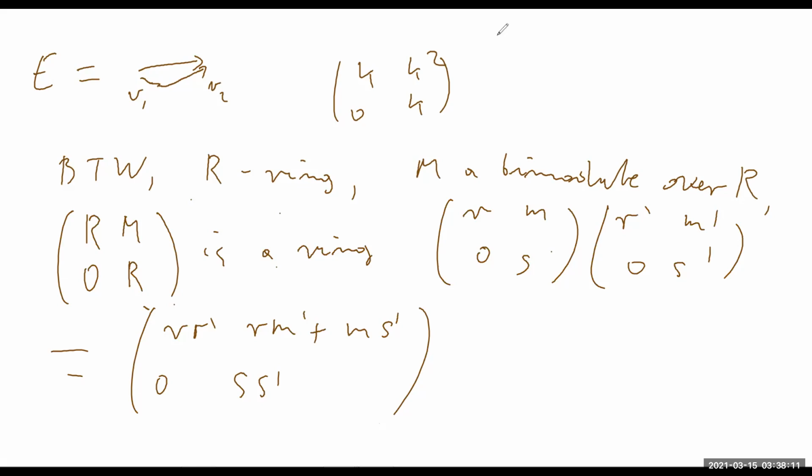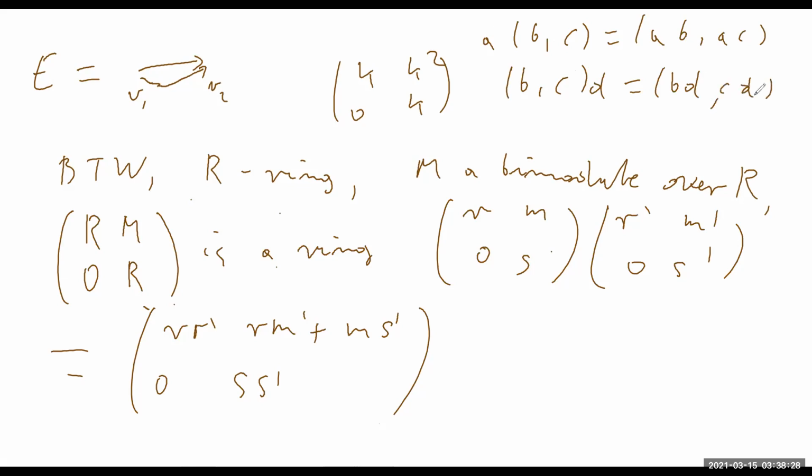So here we view it as a bimodule over the vector space. How do I multiply on the left? A times (B, C) is of course (AB, AC), and on the right (B, C) times D is (BD, CD). So that's the multiplication right here. And now this algebra is the path algebra of such a graph. Okay. I can give you one more example.